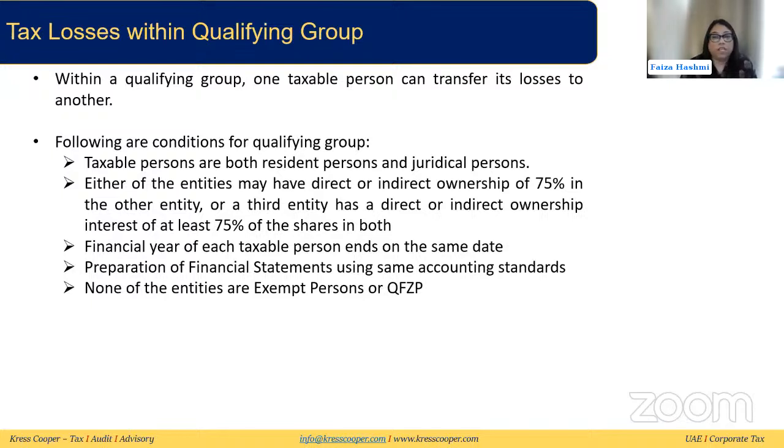The financial year of each company has to end on the same date. They need to prepare the financial statements using the same accounting standards, and these entities in a qualifying group cannot be an exempt person or a qualifying free-zone person. So, for example, let's say that you're meeting these conditions and you're part of the qualifying group. Then one taxable person from the group can transfer its losses to the other person.